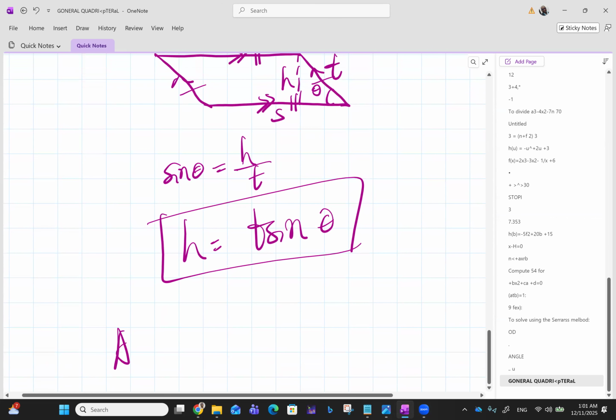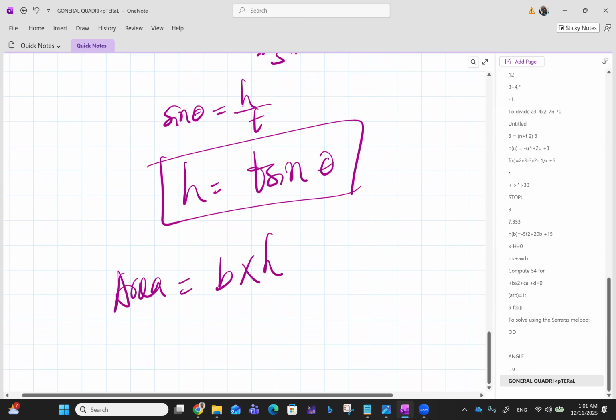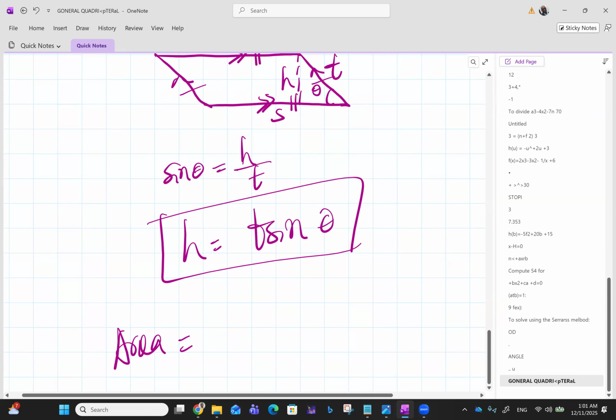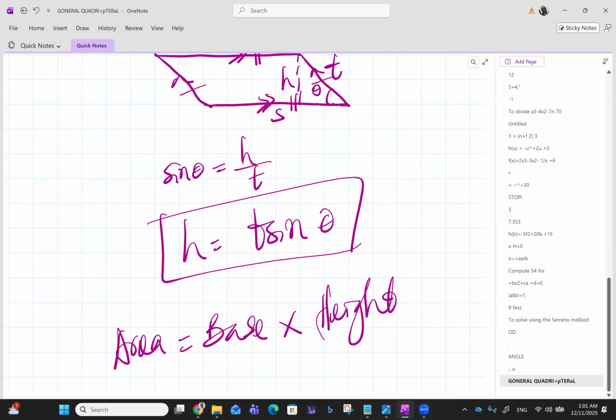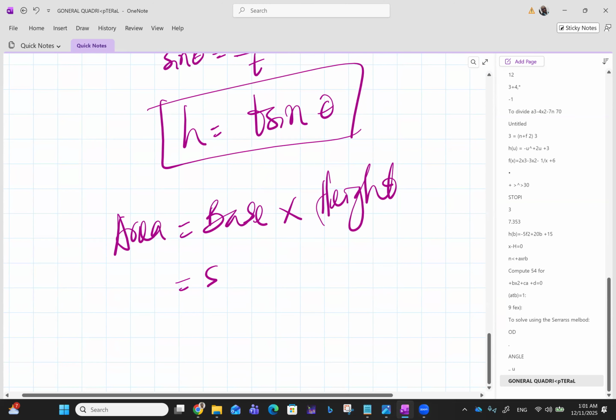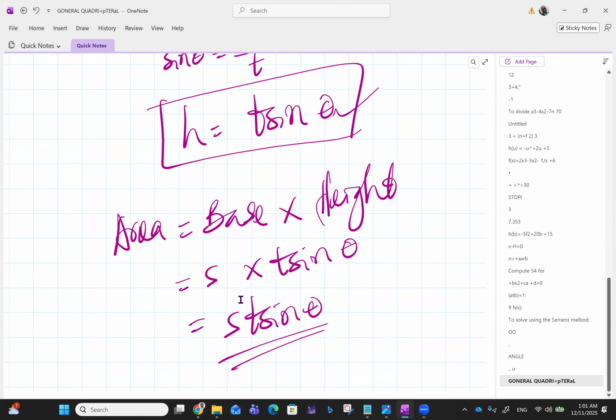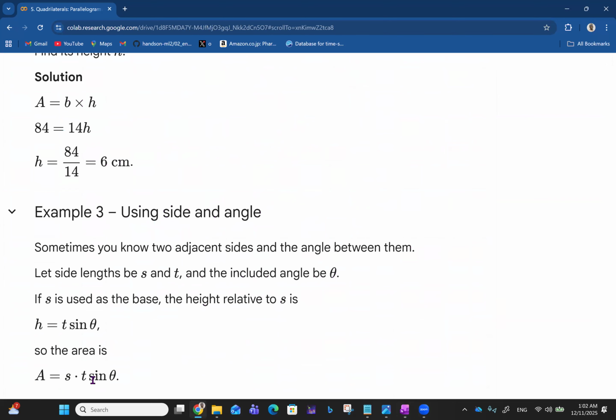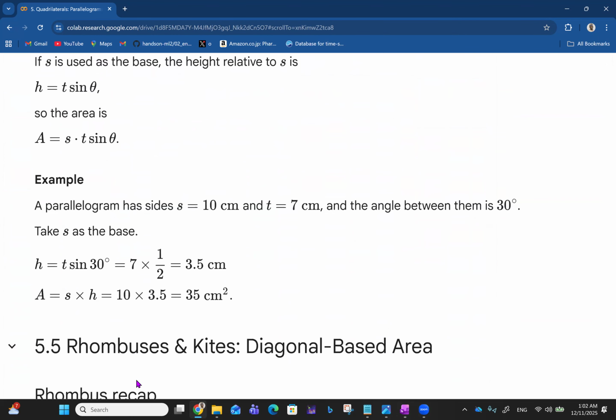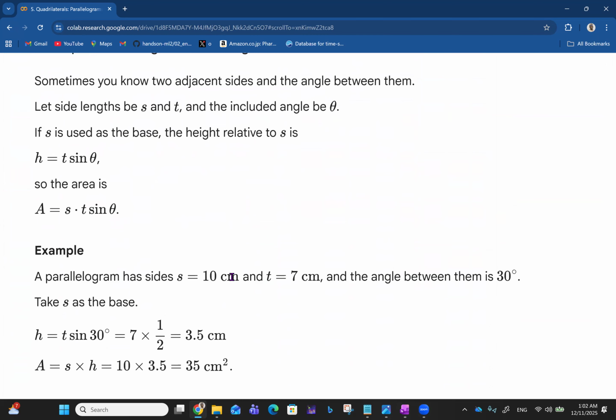And since we have height now, area is base times height. I can write that out in full to avoid confusion. Area is base times height. In this case, our base is S, and the height is T sine theta that we got here. So that means the area is S T sine theta, easily. If we have the included angle like that, we can work with it. So a very good example is this: a parallelogram has sides S is 10 cm, T is 7 cm, and the angle between them is 30 degrees.